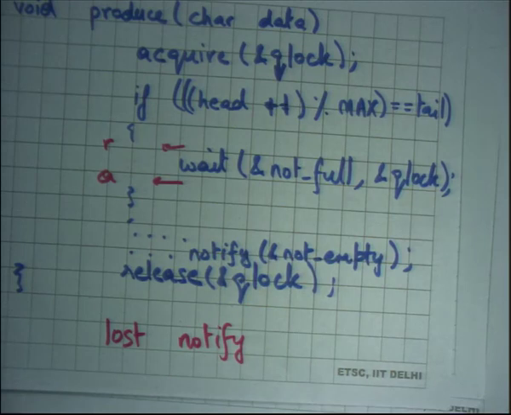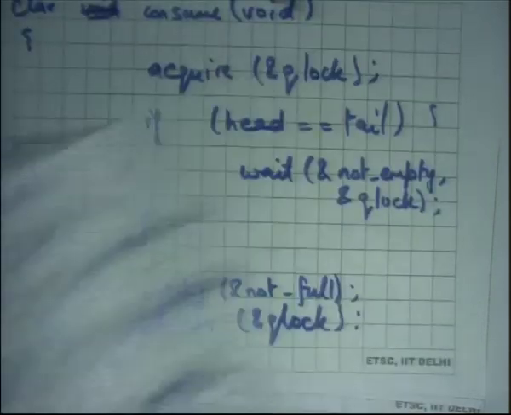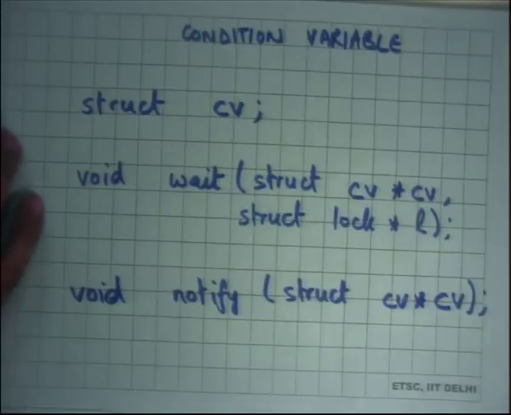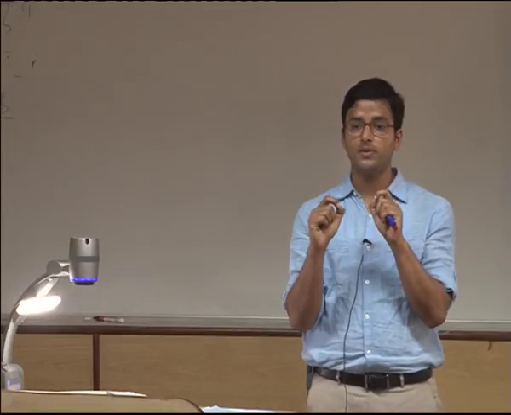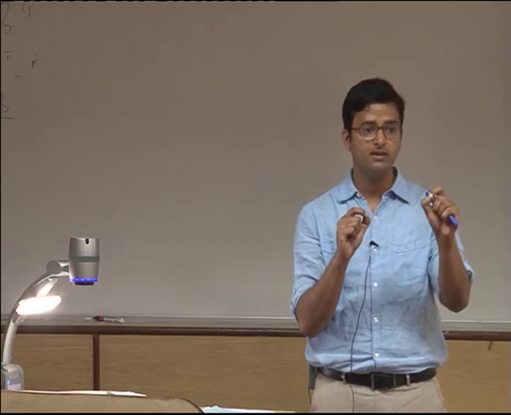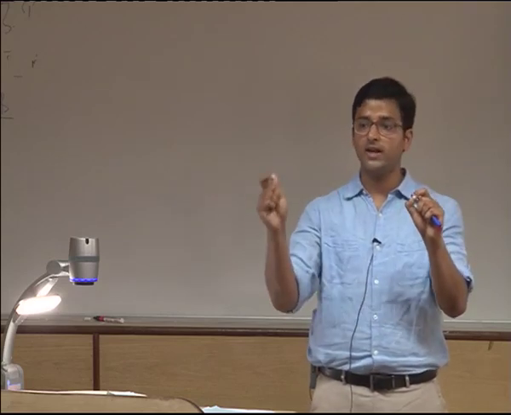Right. So the semantics of wait and notify are that wait takes two arguments. The first is a condition variable and the second is a lock. The semantics are that the thread which calls wait on these two arguments will go to sleep on CV and release the lock L in an atomic fashion.